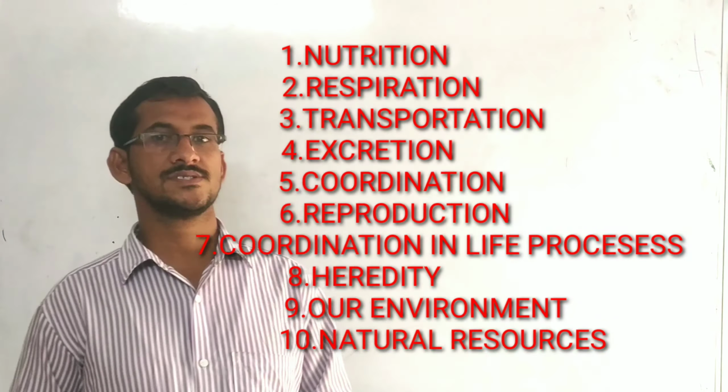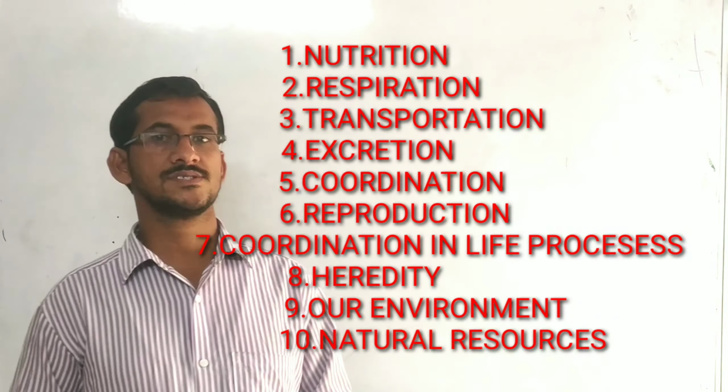Now let us see the equation for photosynthesis. 6CO2 plus 12 H2O gives rise to C6H12O6, 6H2O and 6O2. Oxygen is liberated. And here, what are the things that are required here?